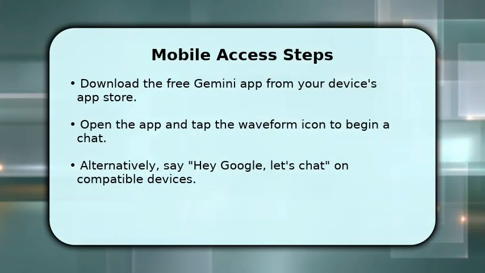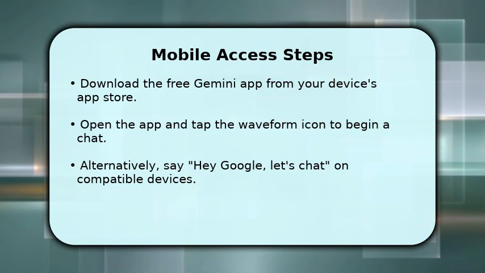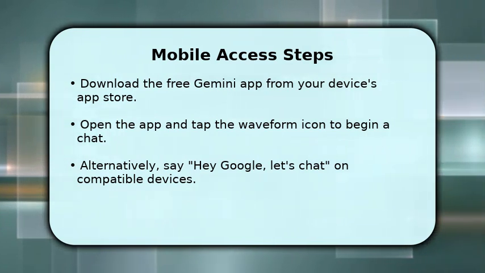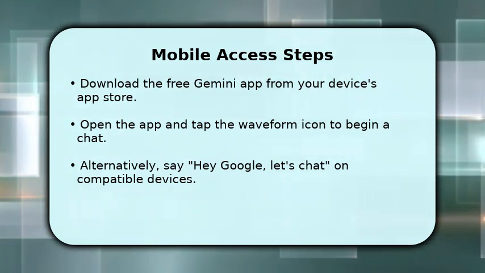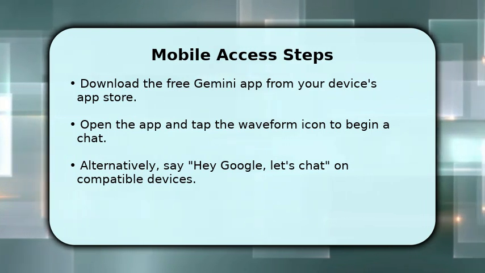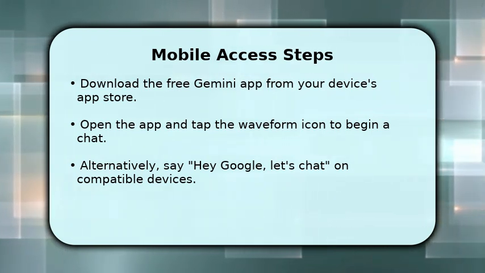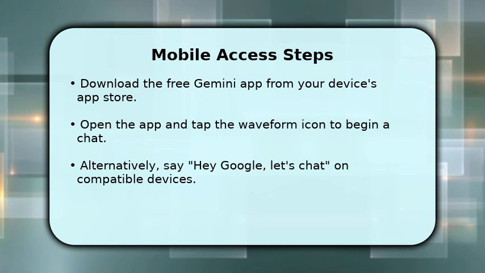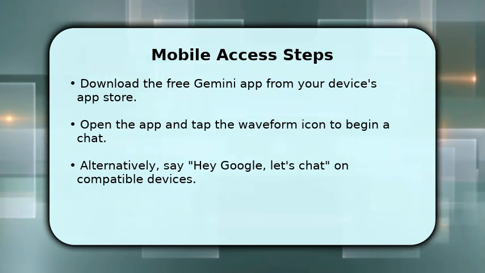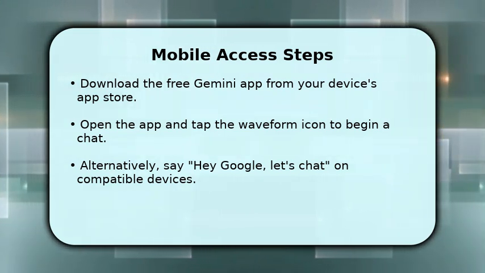To get started on your mobile device, first download the Gemini app from your respective app store. Once installed, open the application. You will then see a waveform icon, which you should tap to initiate a live conversation. For some compatible devices, simply saying, "Hey Google, let's chat," will also activate Gemini Live, offering a hands-free option.